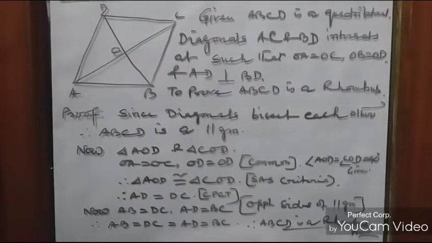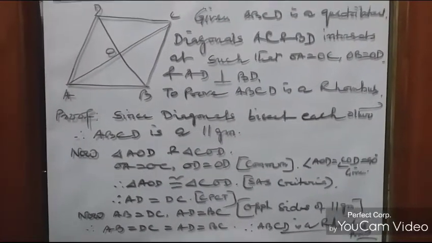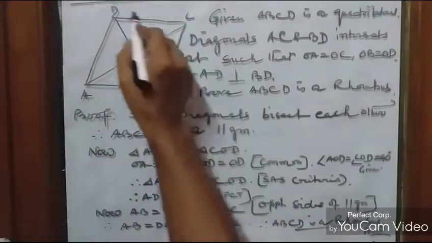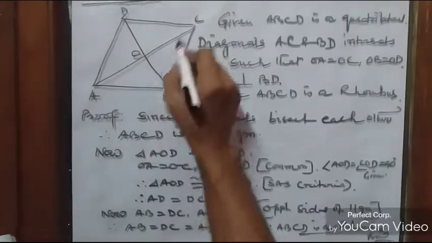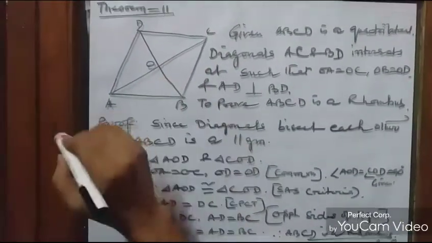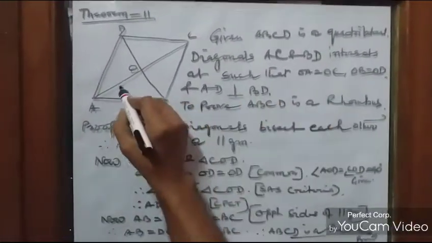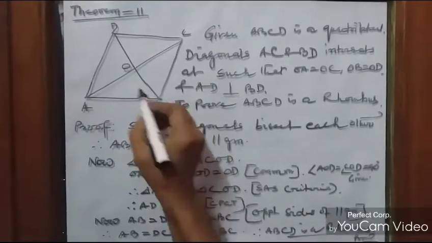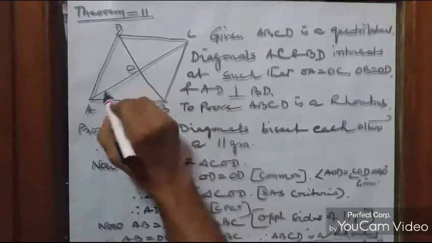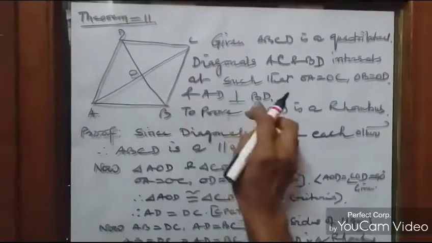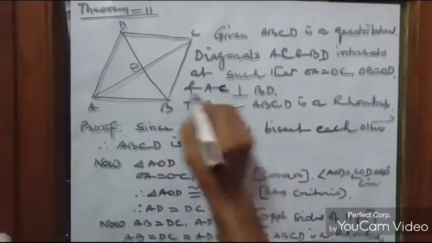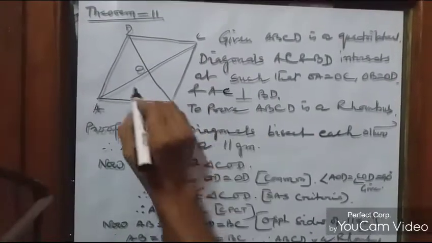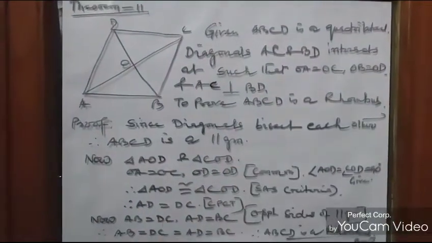If the diagonals of a quadrilateral bisect each other at right angle, prove that it is a rhombus. That is, ABCD is a quadrilateral. Its diagonals AC and BD intersect at O such that OA equal to OC and OB equal to OD, that is, they bisect each other. And AC perpendicular BD. This is given. We need to prove that ABCD is a rhombus.